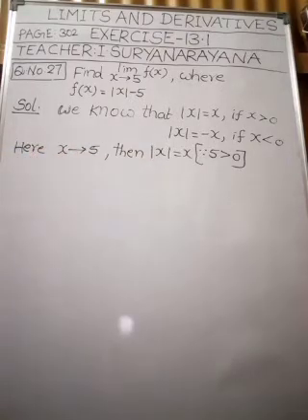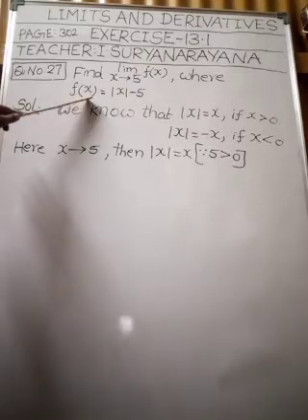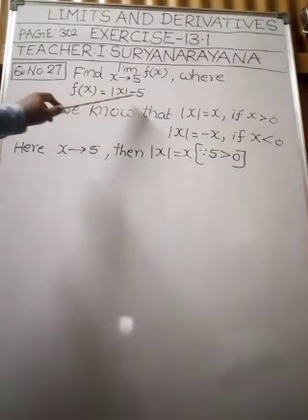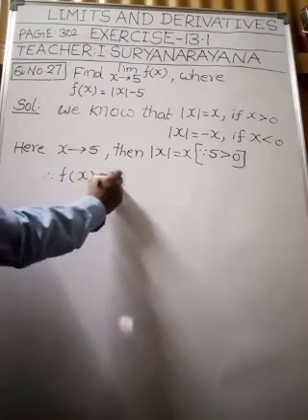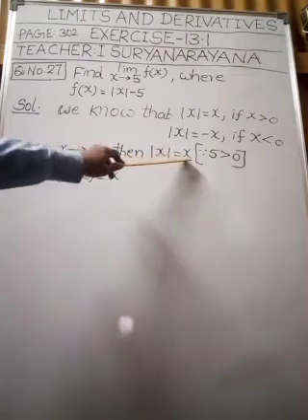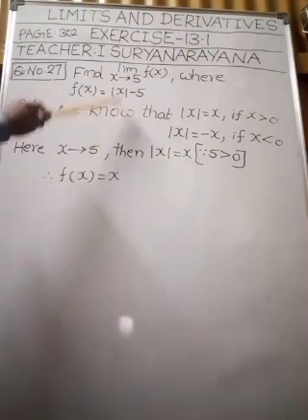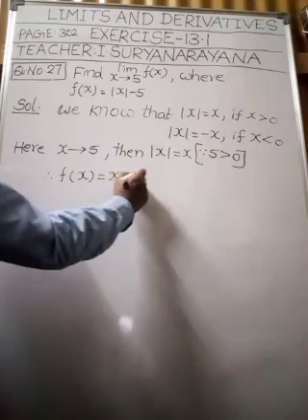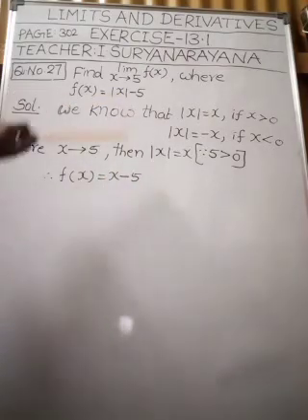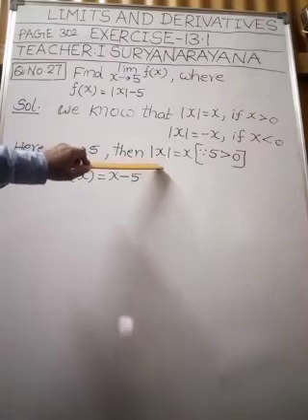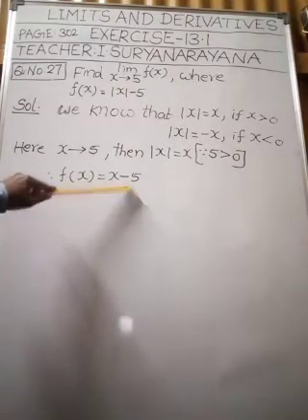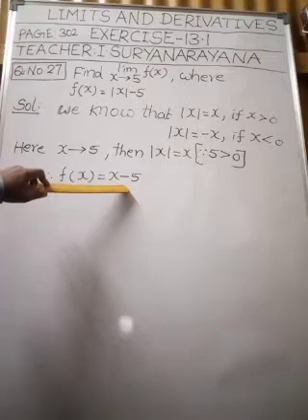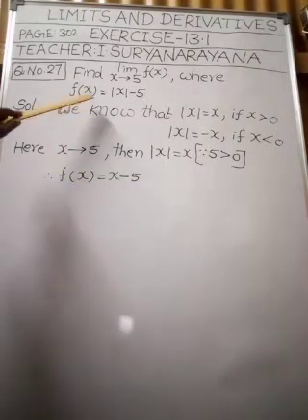Now let us rewrite the given function. Therefore, f of x is equal to, in the place of mod x, we should write x only. Understood this step, my children? x minus 5 only. We are rewriting the given function with the help of the absolute value function, as we have written in question number 25. So here also we are rewriting the given function. Understood this step, my children?